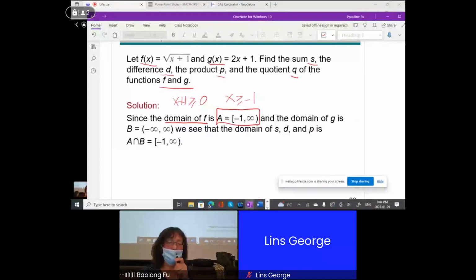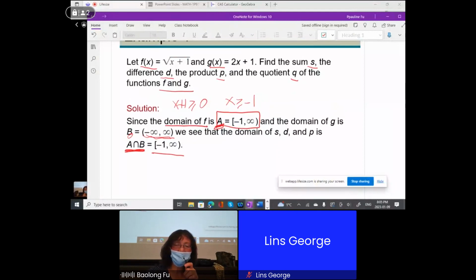And now the domain of g is 2x plus 1. x can take any number for g. And the common part for set A and set B, this means intersection, is -1 to infinity. So this is the first step. We need to take care of the domain, which x is allowed. So it is from -1 to infinity.